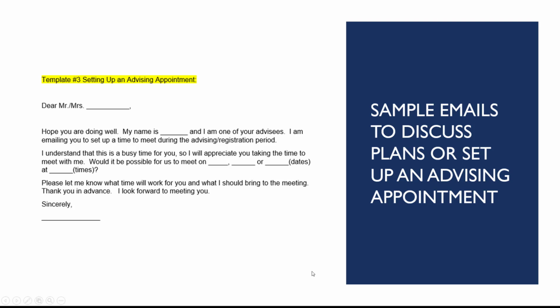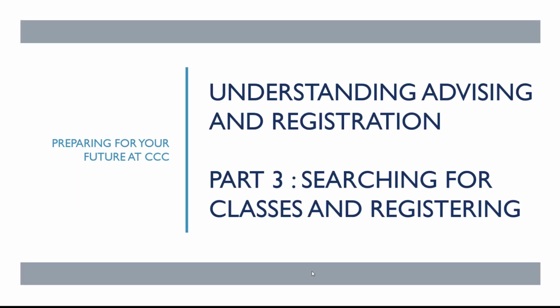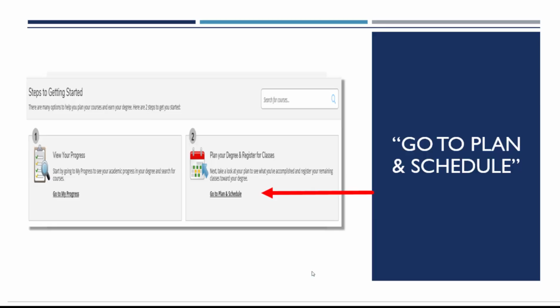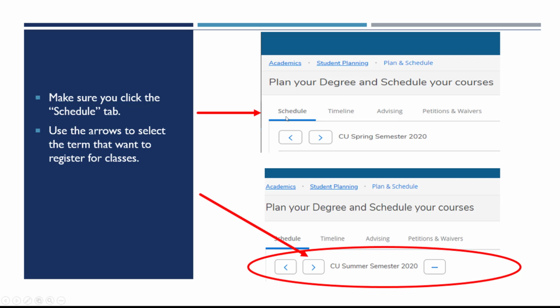Now, once your advisor has approved your classes, you're ready to go in, choose those sections, and actually register. Again, everything leading up to this point is just the planning piece of it. So once you're ready to register for that next semester, you're going to go back to that button that says Go to Plan and Schedule after you hit Student Planning. You're going to see the first tab here says Schedule. Now, when you click the Schedule tab, it's going to open up your current semester. So if you want to register for the next semester, you're going to arrow over to the right-hand side, and that's going to bring you to the next semester.